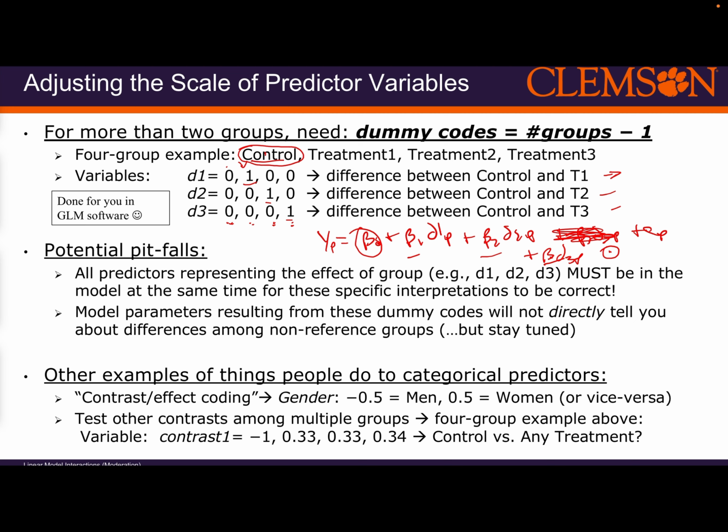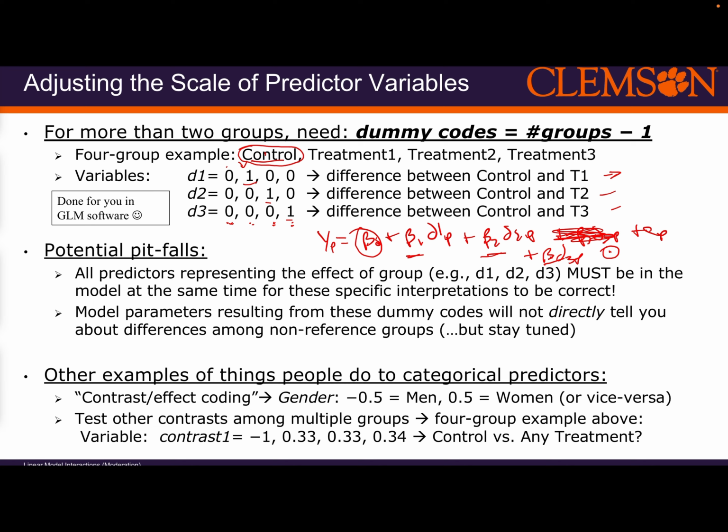So we only get 3 of the differences. If we wanted to get, for instance, the difference between group 1 and group 2, we wouldn't get that directly from our software, but we could figure out how to do that based on these parameters, and we're going to show that in just a few slides.